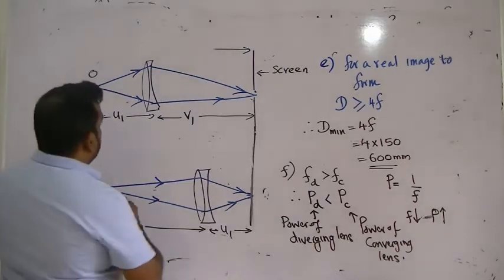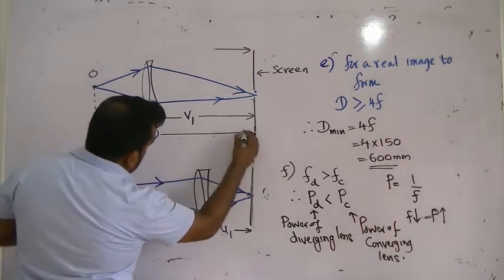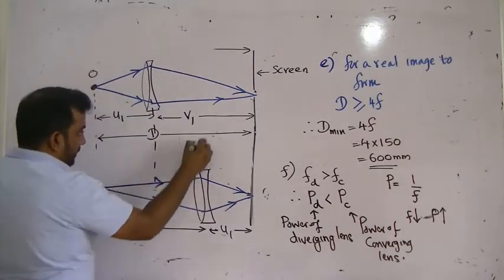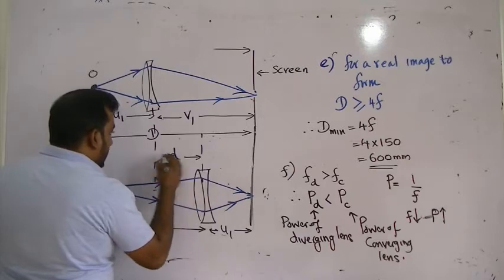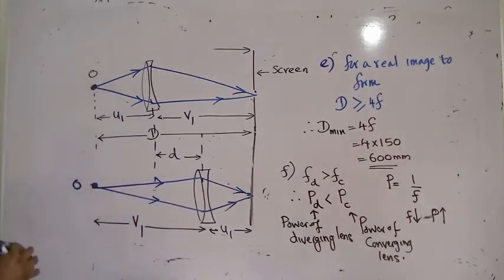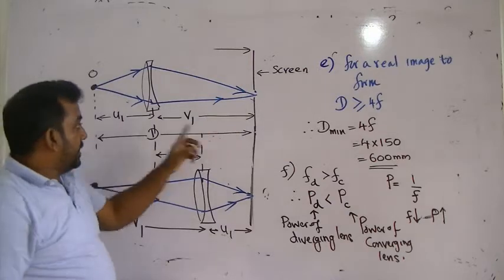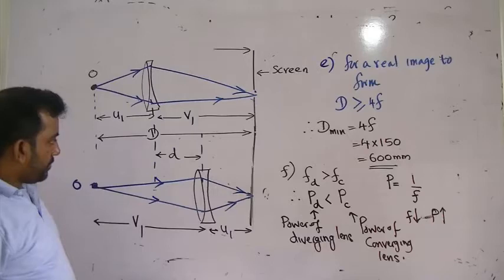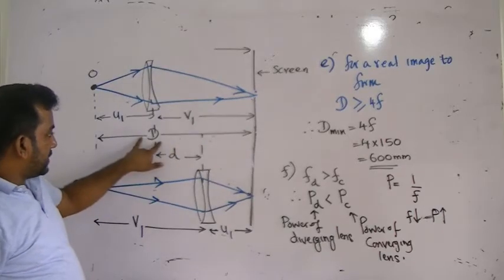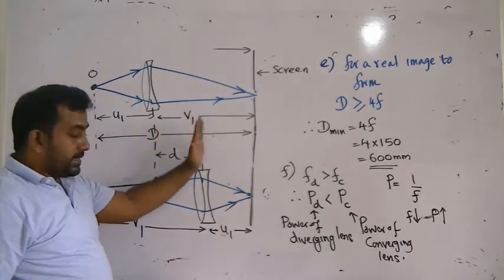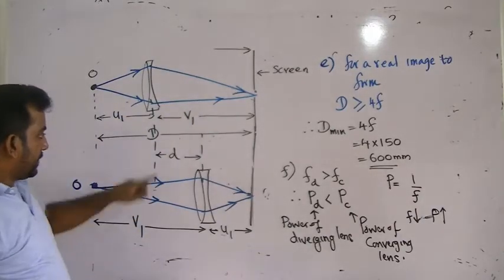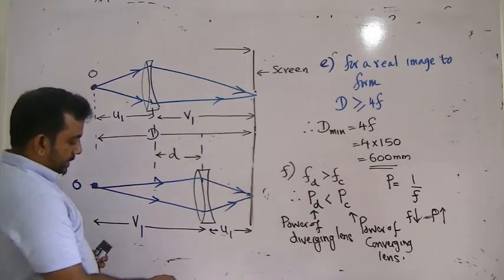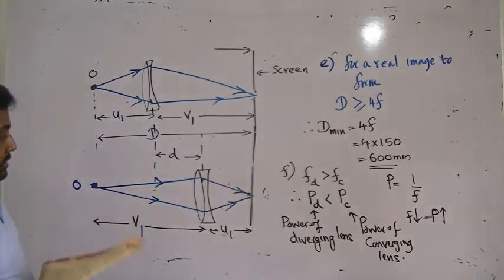Or in other words, you can write it like this also. Measure the distance between the object and the screen, like this, because we found earlier it was like this. And measure the distance between the two positions.